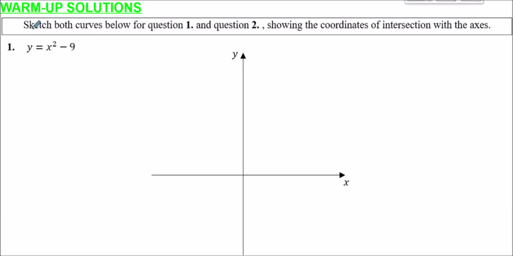For question 1 and question 2 in fact, it tells us to sketch the curve and show the coordinates where the intersection with the axes occur. For question 1 we have y equals x squared minus 9. We should know that this is difference of 2 squares, so we can say this is x plus 3, x minus 3. Based on that, we can see that the intersection with the x-axis is going to be at minus 3 and plus 3.